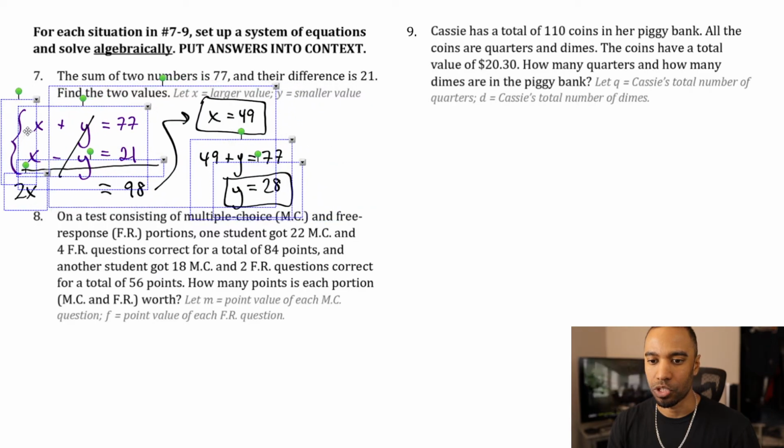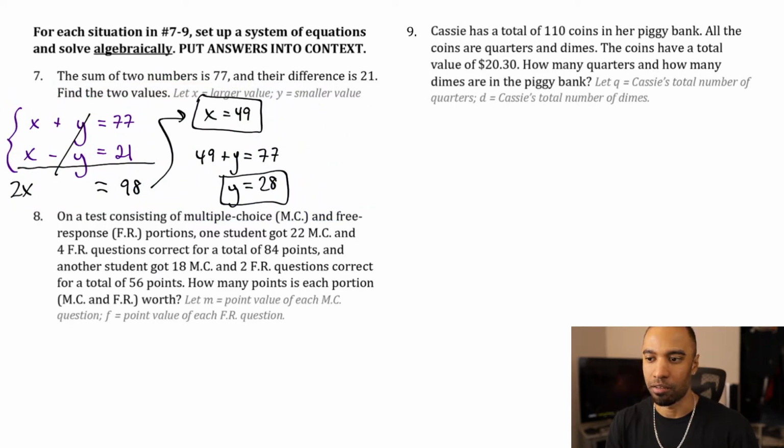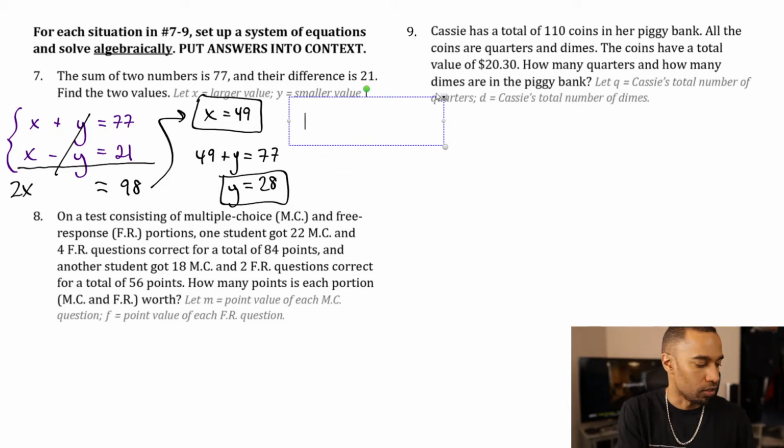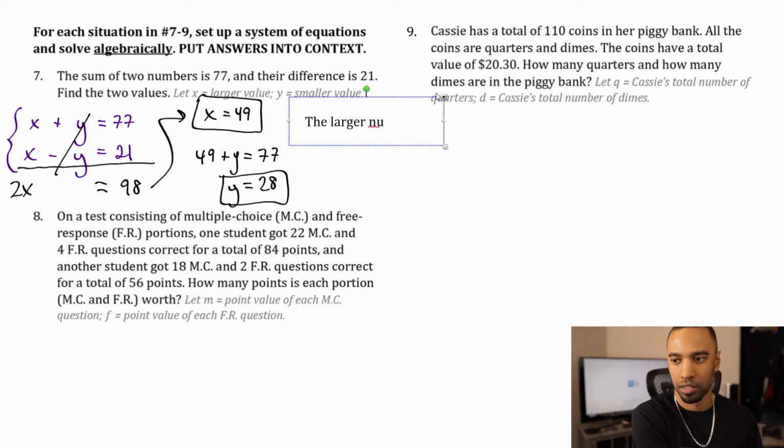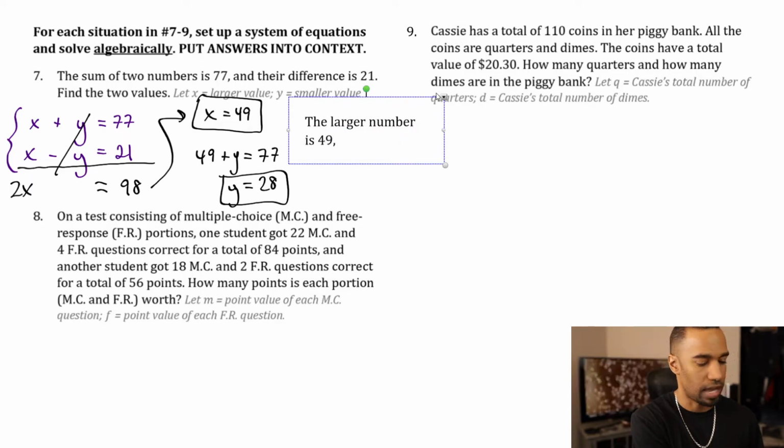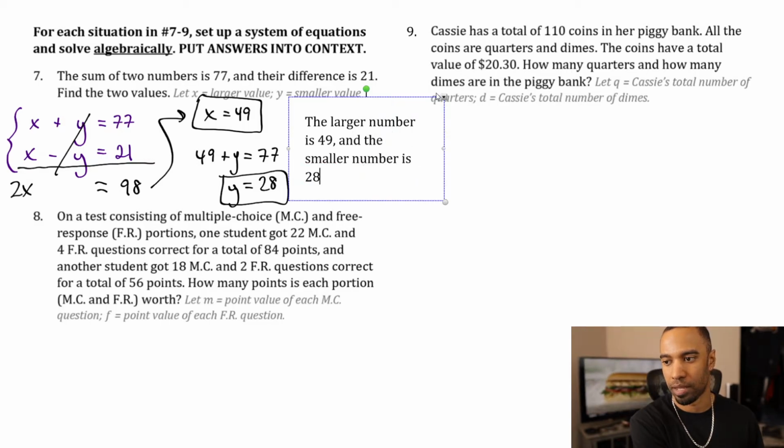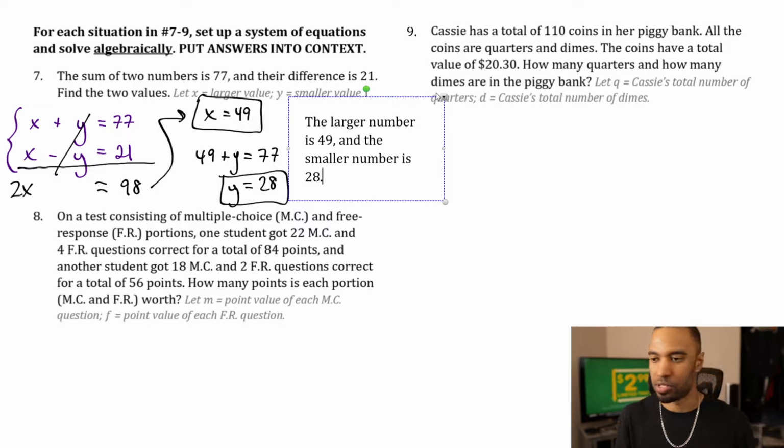I'm not done answering this question, though, because as you could tell from the father-daughter problem, we answered it in a sentence. And that's why the father-daughter one was there to begin with. So the larger number is 49. And the smaller number is 28. And again, it's not just one number is this, the other number is that.